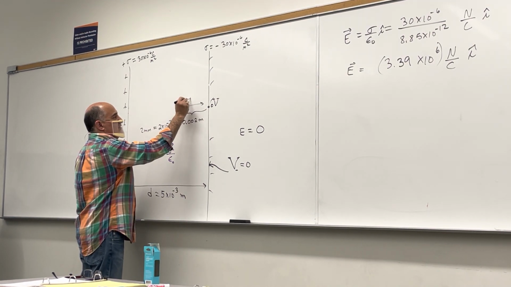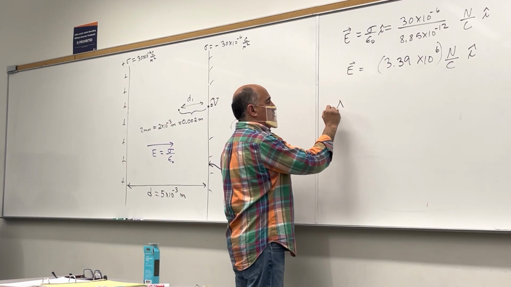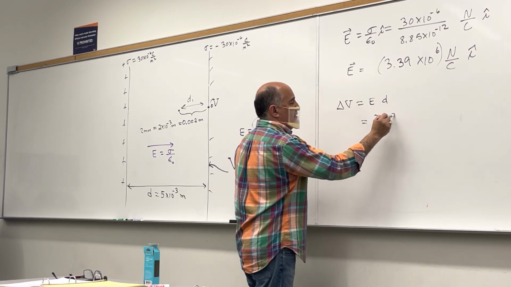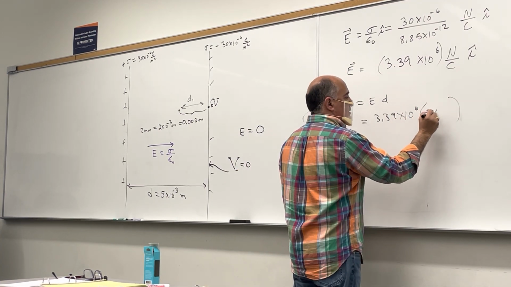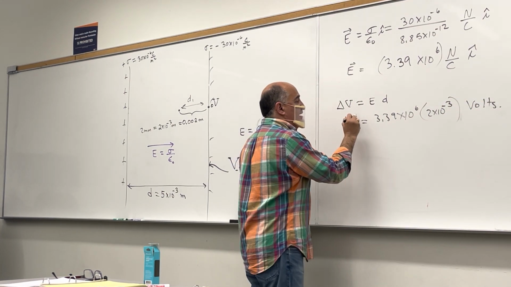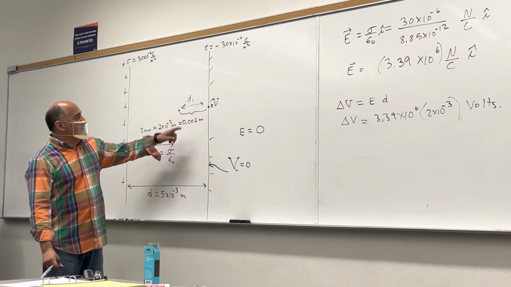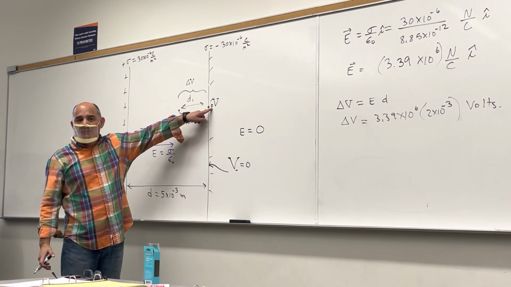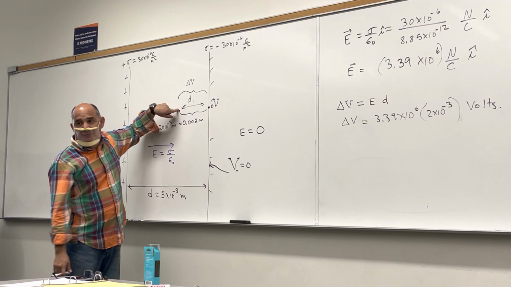So if I think of this distance as d1, for example, then I can do this calculation. Delta V, the potential difference between those 2 points, is just going to be E times d, right? So this would be 3.39 times 10 to the 6, and that distance is 2 times 10 to the minus 3. And this is going to be in volts. So that's going to be the difference in potential. You get a number in your calculator, and that'll be the difference in potential between these 2 points. But because this is 0, the potential here will be positive and equal to that difference.